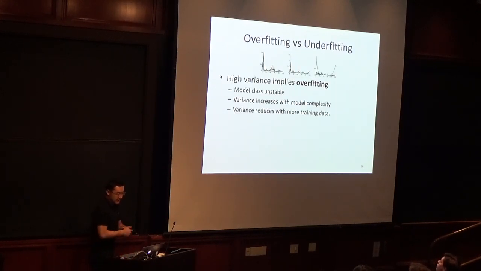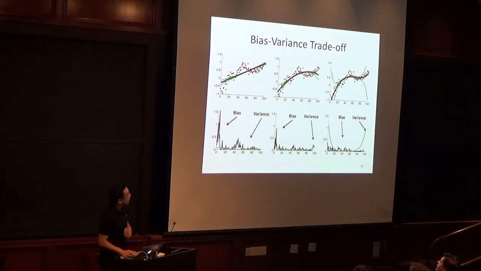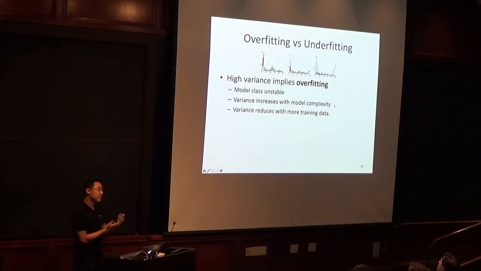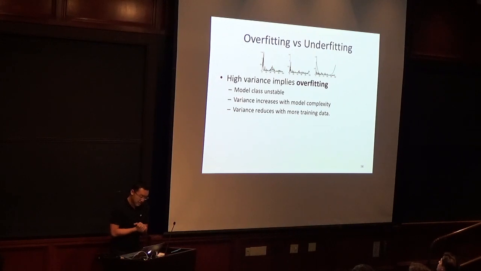What that means is that even though on average the cubic function class models this data pretty well, the variance of an individual model is so large that it's likely to overfit to the training set you collected, if it's only a training set of size 7. So high variance implies overfitting, which means that the model class is unstable.